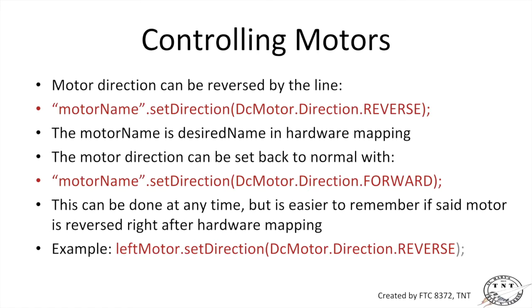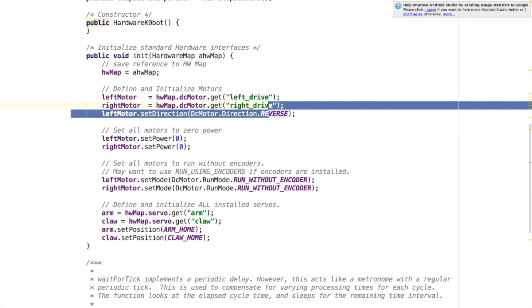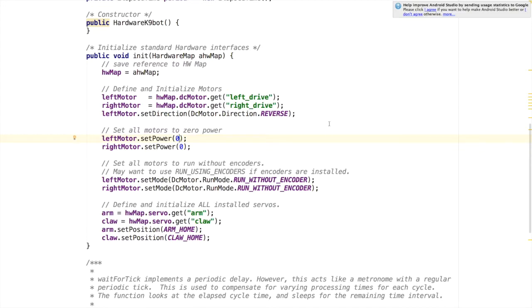And the motor direction can be set back to normal later on in your program with motorName.setDirection, DcMotor.Direction.FORWARD. So you can do it at any time. However, I suggest that you do it right after the hardware mapping so you know where you are. As another example in hardware K9bot, leftMotor.setDirection, DcMotor.Direction.REVERSE. So this makes it so that when the programmer wants to make the robot go forward, he can just set both motors to 1 instead of having to set one of them to -1.